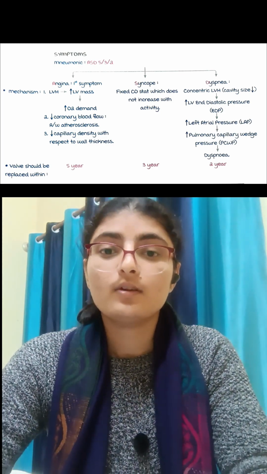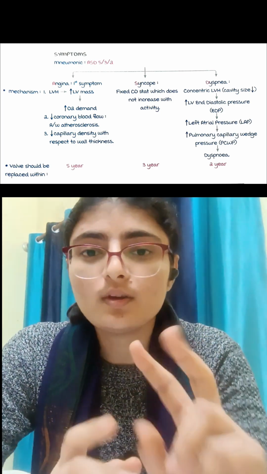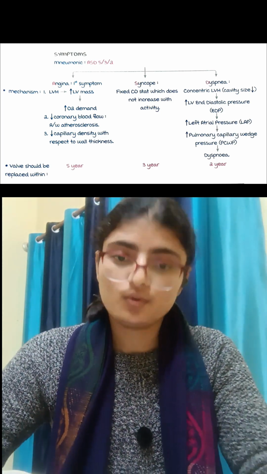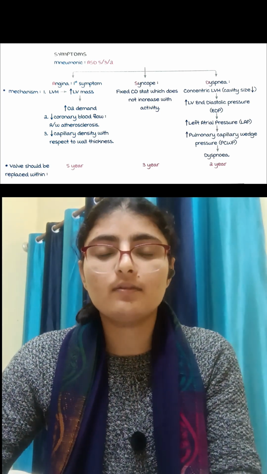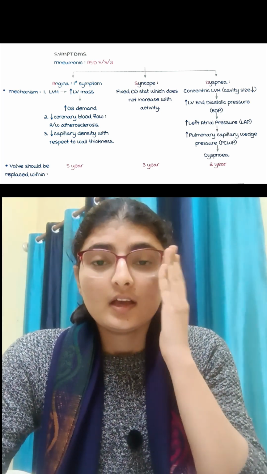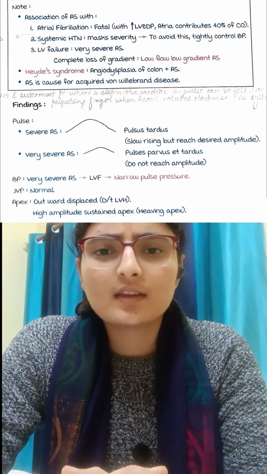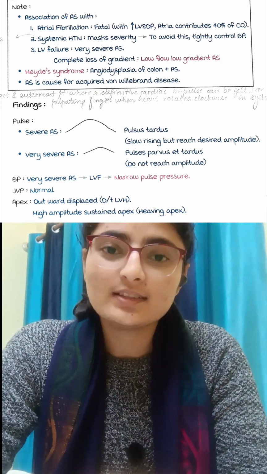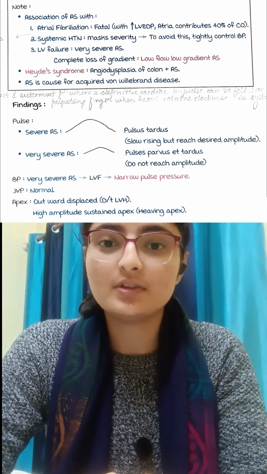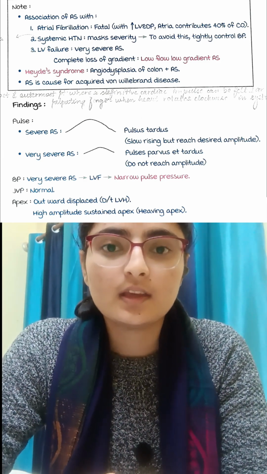A person would survive 2 years, and in the case of dyspnea 1 year, in the absence of valve replacement. So there is 5, 3, 2 years respectively survival in the absence of valve replacement. Associations with AS: the atria, in case of AS, contribute 40% of the cardiac output. So in cases of atrial fibrillation, it would be a fatal condition.